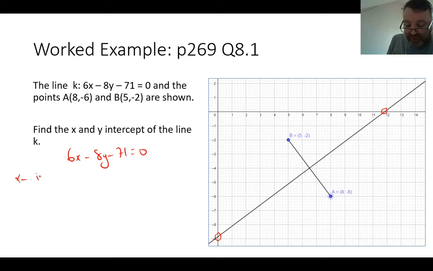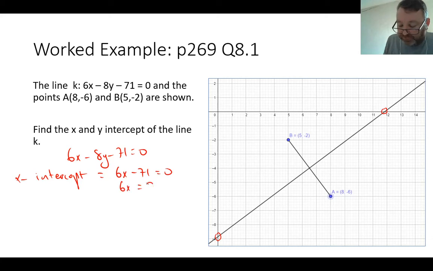Now, if I want the x intercept, that means I rewrite the equation with no y. So 6x - 71 = 0. 6x = 71, x = 71 over 6. Leave it as a fraction. If x is 71 over 6, what did I say y is? y is nothing, y is 0. So the point of intersection on the x-axis is the point (71/6, 0), because when we're on the x-axis, y has a value of 0.